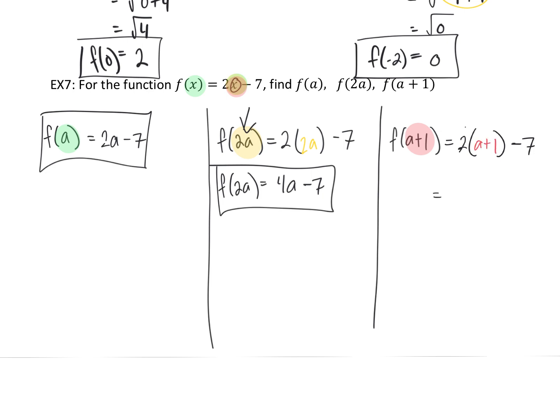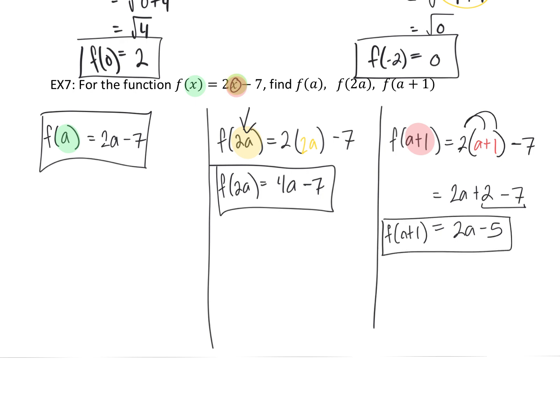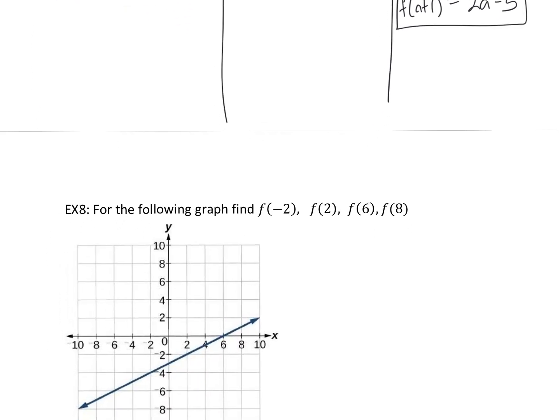And we can go ahead and distribute that 2 in as well. So that'll be 2a plus 2 minus 7. Simplifying these like terms, that'll be 2a minus 5. So f of a plus 1 is 2a minus 5. And we're done. Not too bad. Color coding usually works really well if you need to do that.